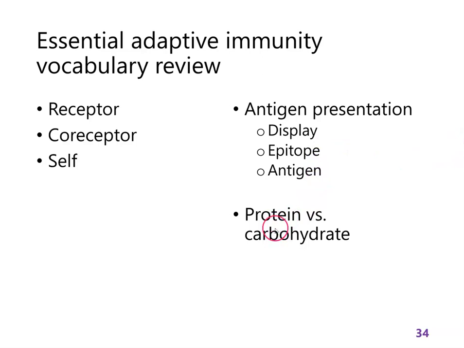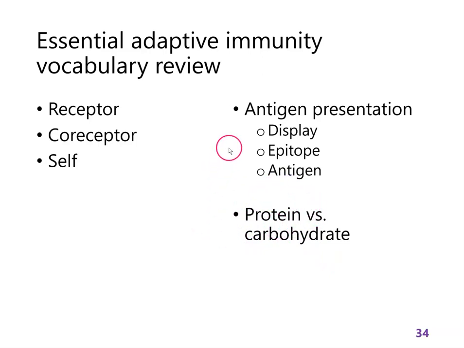Think about protein versus carbohydrate. What is a protein a chain of? And what is a carbohydrate? So a carbohydrate is going to be any sugar. It could be a polysaccharide, like a chain of glucose molecules, or a single monosaccharide like glucose or maltose or some other sugars. The reason I bring this up is that your adaptive immune system is very good at seeing proteins and very bad at seeing carbohydrates. So it's usually going to look for proteins.